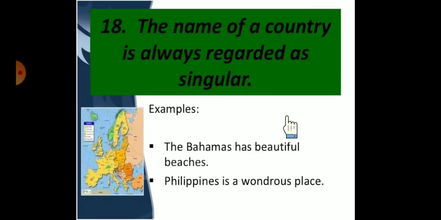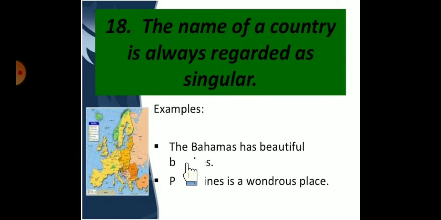Then comes rule number 18. Rule number 18 of subject and verb agreement says the name of a country is always regarded as singular. For example, the Bahamas has beautiful beaches. The Bahamas has beautiful beaches. Which form of the verb? Singular. Okay, the Philippines is a wondrous place.